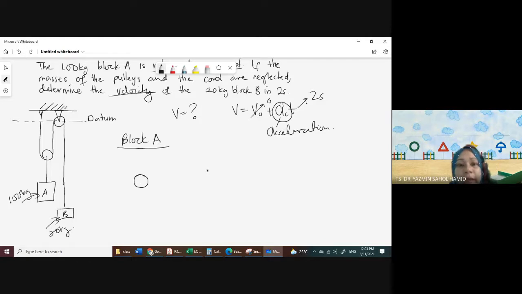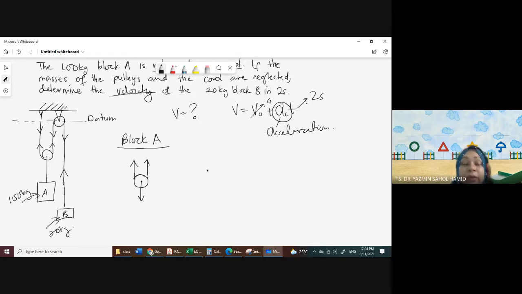So draw for block A. Now, these cables are behaving in tension. Okay. These cables are behaving in tension. How you want to draw it, let's say this is the joint here. It is pulling the joint. This is the joint here, it is pulling the joint. Okay. Now, so you need to label it.